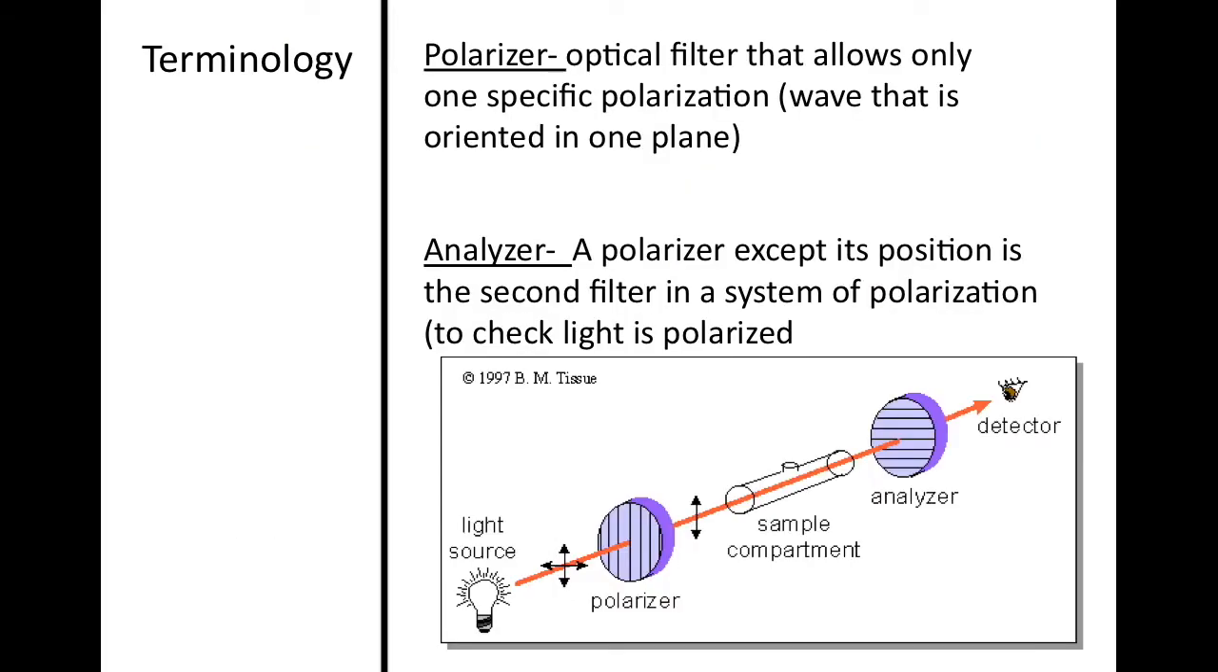There's some terminology that you need to know. When we say polarizer, it is an optical filter that allows only one specific polarization. The analyzer is a polarizer, except its position is always the second filter in a system that is polarizing light. Here we have a diagram of a light source of unpolarized light that is entering into a polarizer and then going to the second polarizer. So an analyzer is pretty much just a polarizing device that indicates the direction of the wave's vibration. It has the same purpose as that of a polarizer. It's just given a different name because it is the second filter in the process of polarizing light.